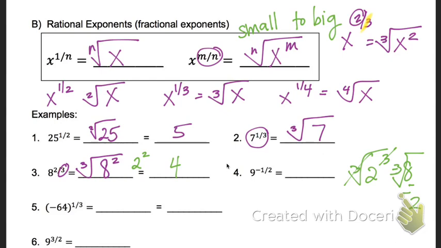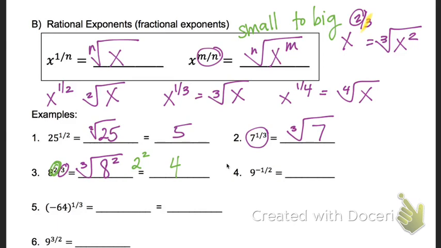Why did you square it after you cube rooted it? Because of this 2 right here. So it wasn't 1 over 3, it's 2 over 3. If I had 8 to the 1 over 3, that would just be the cube root of 8, which is 2, and I would leave my answer like that. But by putting this 2 over 3, it now makes me need to square it, which then becomes 4. Okay?